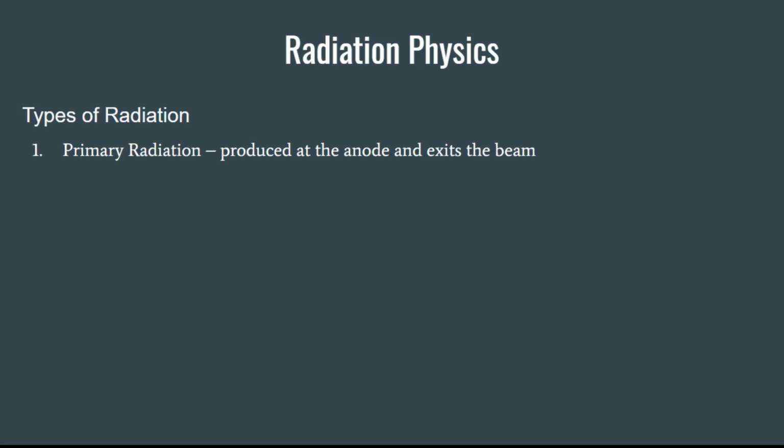So, the first type of radiation is called primary radiation. This is the radiation that is produced at the anode and exits.